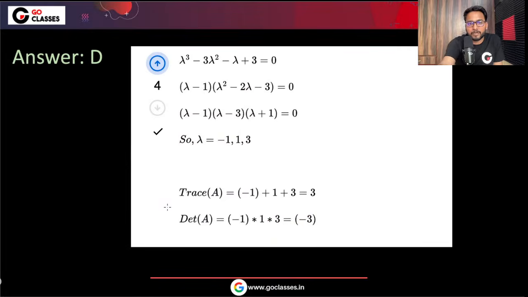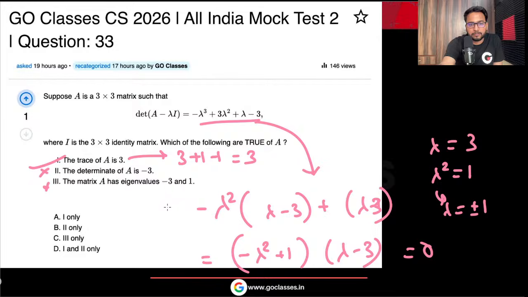D is the correct answer. Sorry, if you take the determinant, then yeah, this is minus 3 only. Sorry about the mistake. So if you take the determinant, 3 into plus 1 and minus 1, it will be minus 3. So this is true, but yeah, minus 3 and 1, this is wrong.